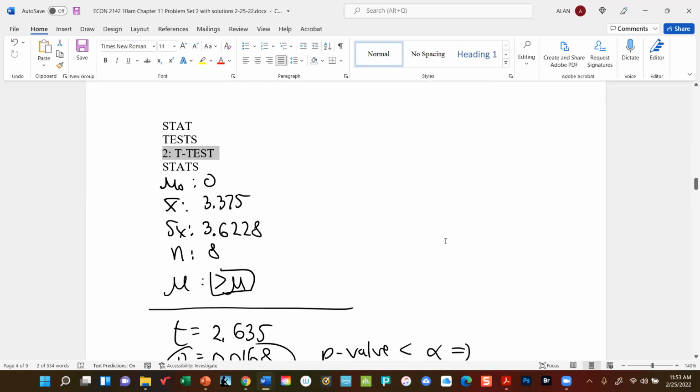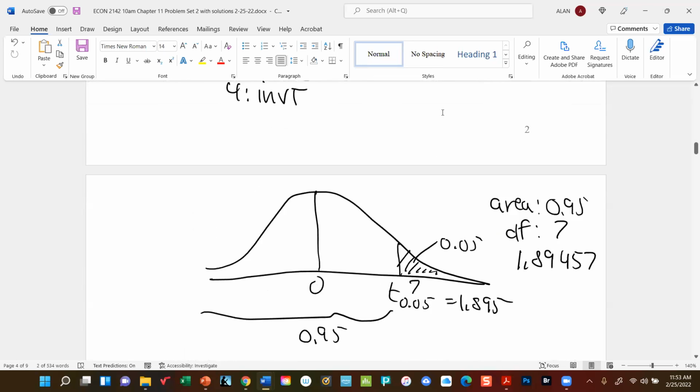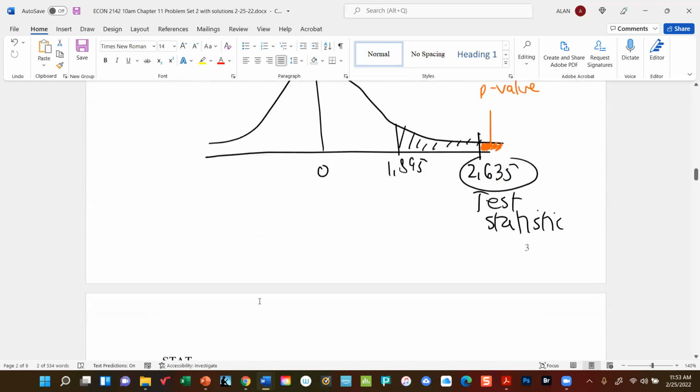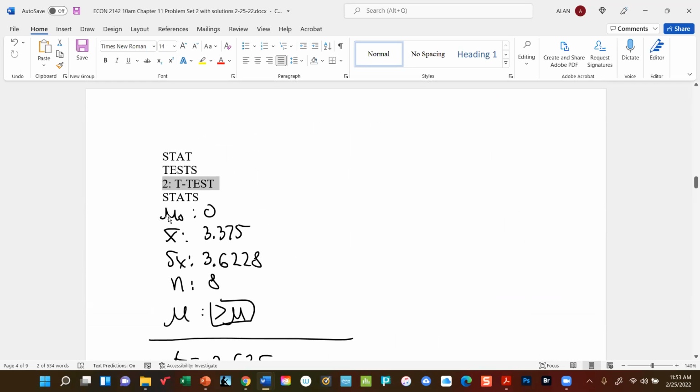Okay, so as long as you haven't done something else in the meantime, the numbers you got from the 1var stats, these numbers should still be visible and they should be in your calculator. So it's possible, I'm sorry. Yeah, go ahead. So it's possible just to do this entire problem by calculating the differences in L1 and then doing the p-value approach. Yes.